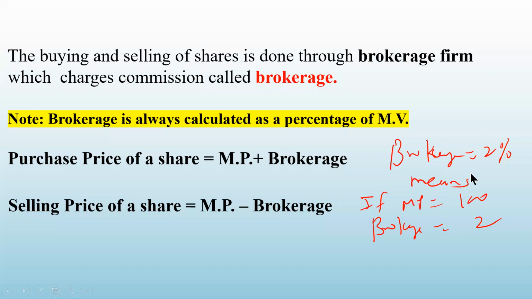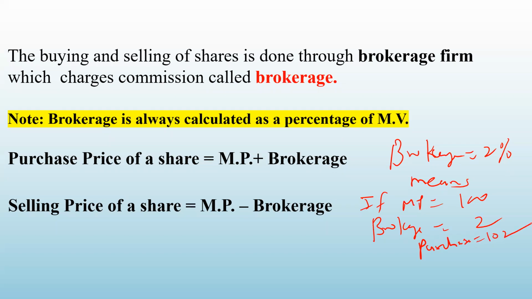So that means if you are purchasing a share, how much will be the purchase price of that share? Market price 100, and in that you will add 2 rupees. So 100 plus 2, 102. So what will be the purchase price? Purchase price will become 102.